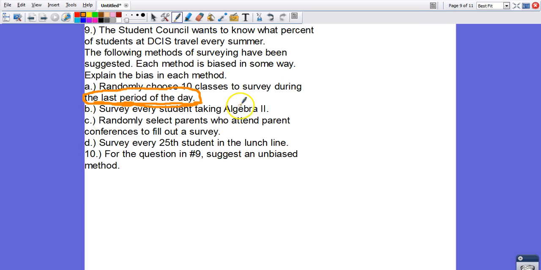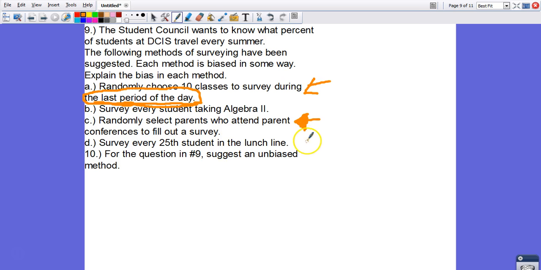Survey every student taking Algebra 2. Okay, every student taking Algebra 2, well, I know we have a few 9th graders, but technically it's going to be 10th grade and above. So those are all going to be older kids, right? And that reminds me that here, a lot of seniors do not have the last period of the day, so they won't get chosen. Randomly select parents who attend parent conferences to fill out a survey. Well, if your parents are attending parent conferences, they're a little more into it than other people's families. I would think that they would be more likely to travel. You're going to get a higher percent that travel.